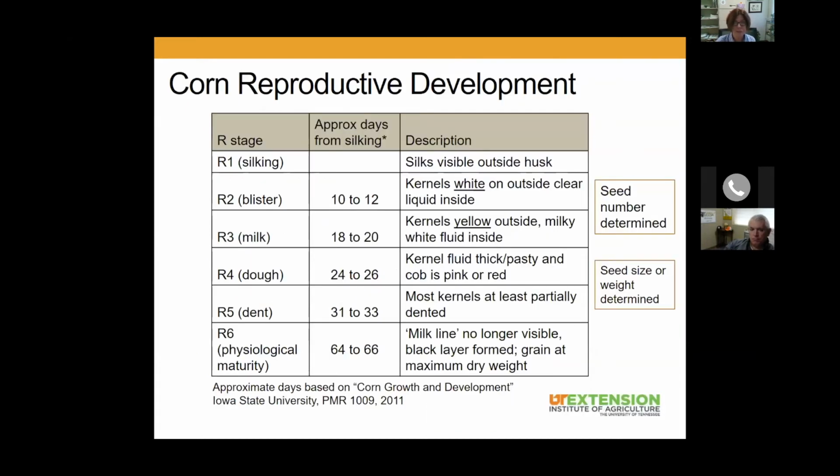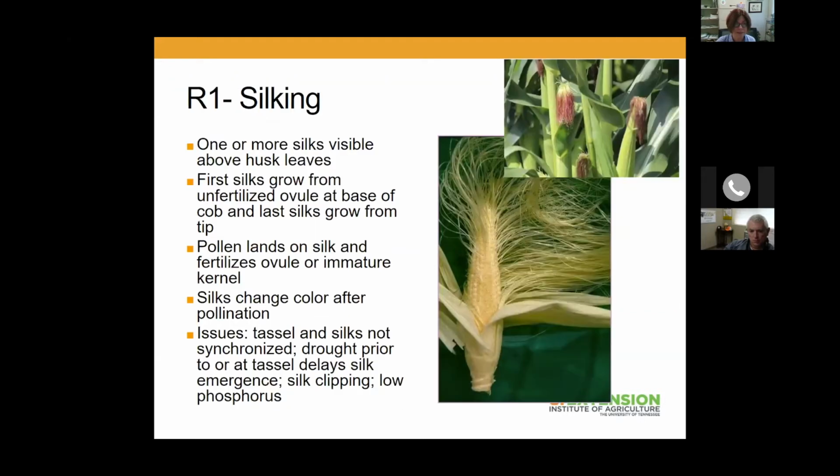So the reproductive stages of corn: R1 starts with silking and then moves on through to physiological maturity. Basically, at specific key reproductive stages, you're doing a final seed number determination on that ear, or you're looking at maximizing potentially seed size or seed weight, depending on those growth stages. And I'm going to talk a little bit about some of these stages.